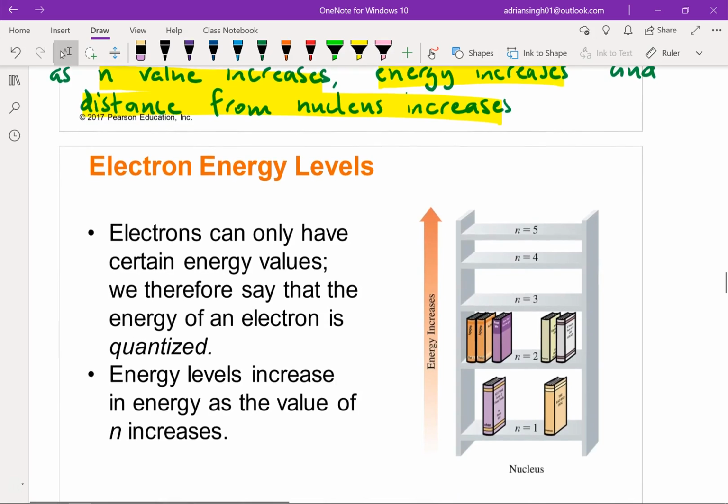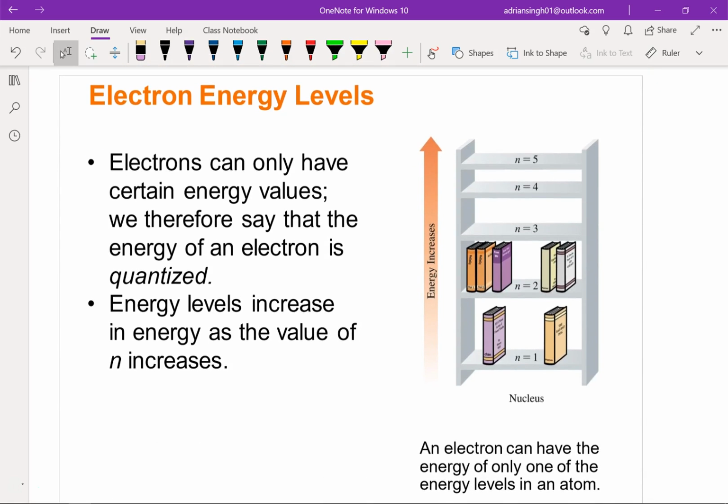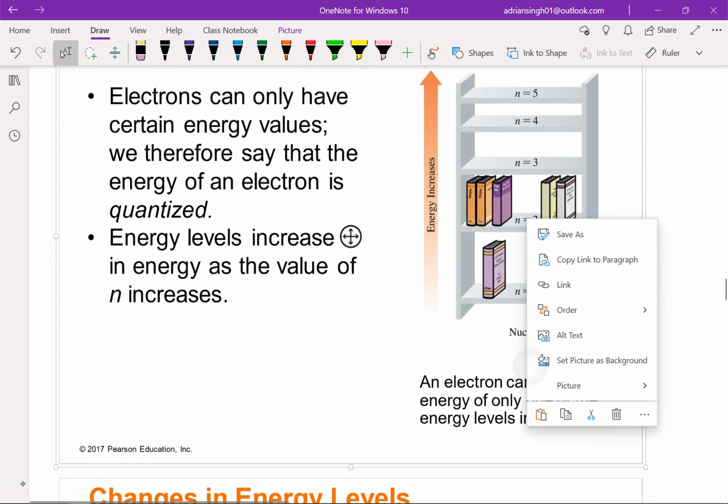All right, one example or a good analogy to this is if you use a bookcase, where the shelves of the bookcase represent the energy levels. The higher up you go in the bookcase, the higher the energy level, the higher the n value, and the electrons can only reside on those shelves. There's no in between place where they can be.